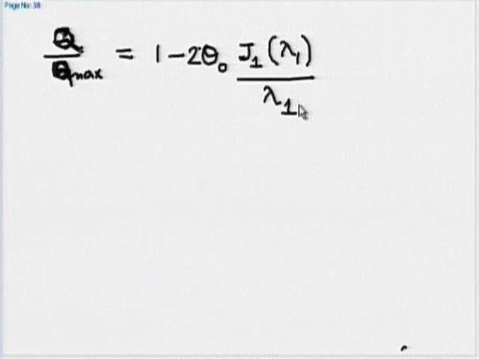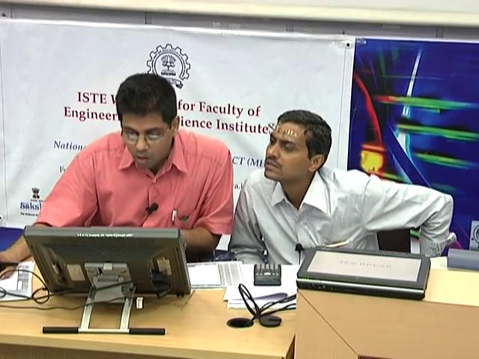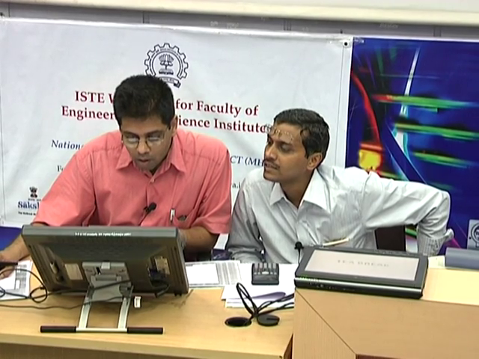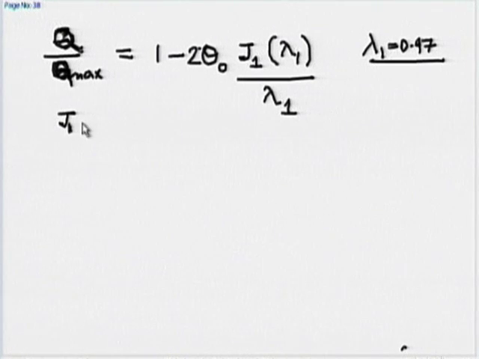Now, how do I get this J1 for lambda 1 equal to 0.97? Let us go to the document. For lambda 1 equal to 0.97, let us try to get J1. See, if you go to the Bessel functions which are listed, for 0.97, J1 is supposed to be 0.43. Correct. Okay, J1 equal to 0.43.